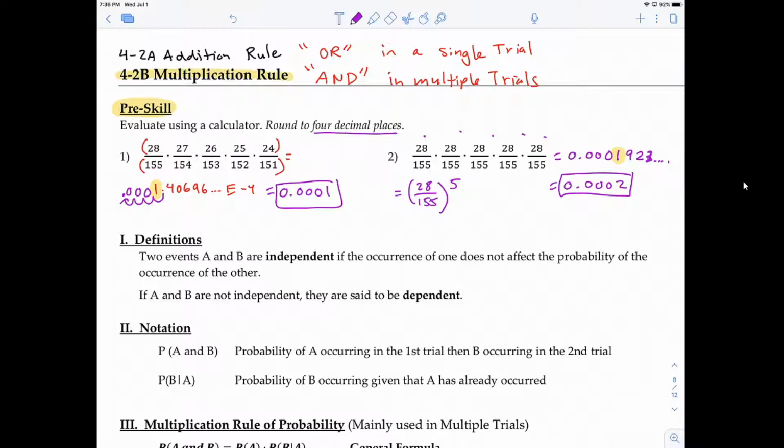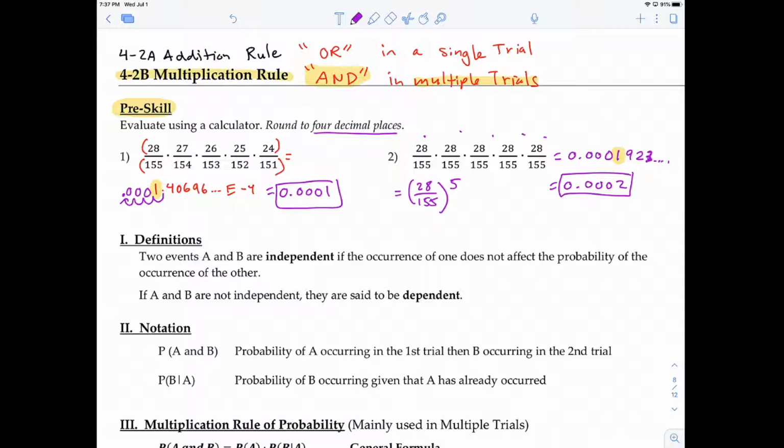Okay, so as mentioned when the video started, the multiplication rule is used with "and" probabilities in multiple trials. Now, what do I mean by that? Whenever you're trying to find the probability of event A and then event B in the second trial occurring, and then event C in the third trial occurring, and so on, that's what we call "and" probabilities in multiple trials, because there's more than one trial.